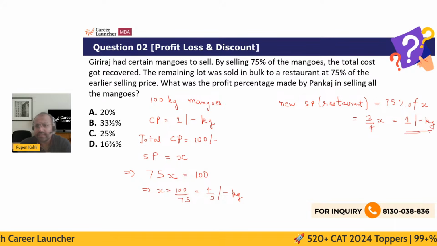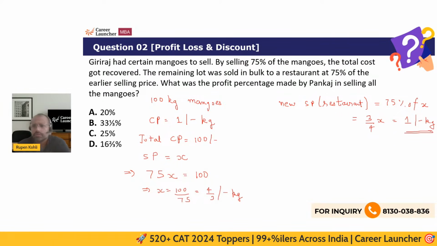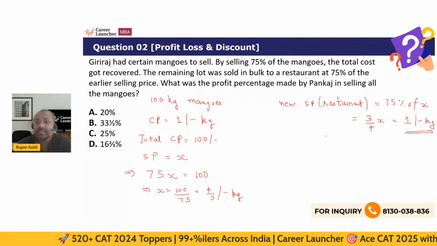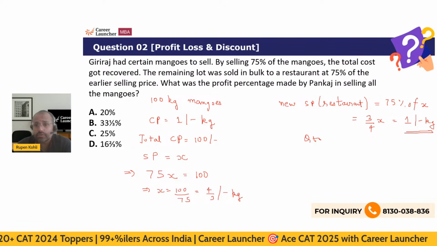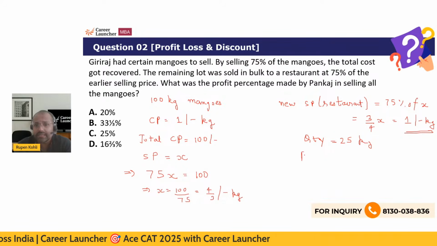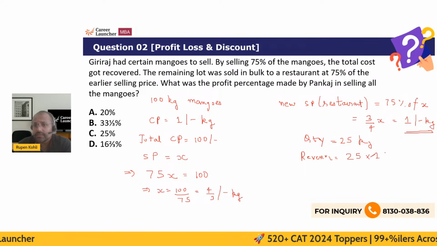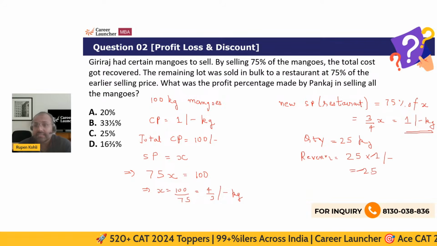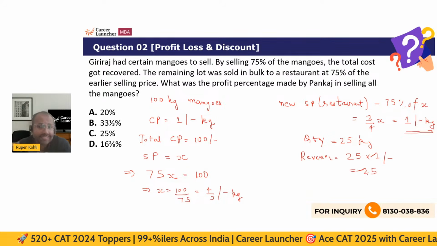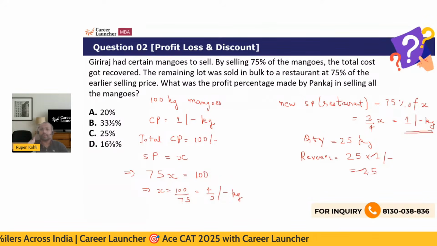So effectively, he is selling back at his original cost price. He's selling at cost to the restaurant. And what quantity is sold to the restaurant? 25 kg. So how much revenue will he get from selling these mangoes to the restaurant? Simply 25 into 1 rupee per kg. So he'll get 25 rupees as his revenue. So it is this 25 rupees which is his profit, because earlier he just recovered his cost price of 100 rupees.